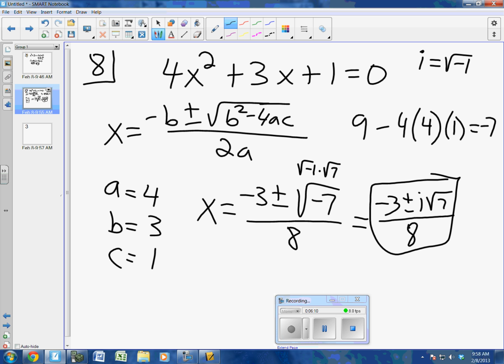Anytime you have a negative inside the square root, you have to turn it into an i. Yeah, and if you get a positive, you never have an i if it's positive. But the number inside might simplify. Remember how we've been breaking them down? Stephanie.